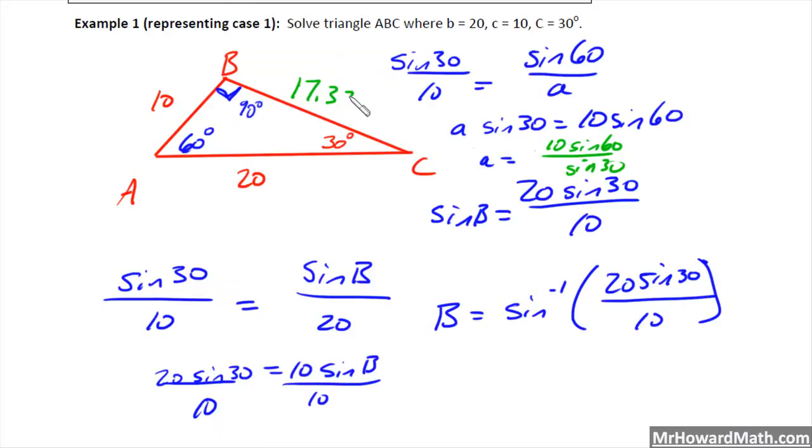So we have the triangle solved, and this was case one where this triangle happened to be a 90-degree triangle, where this side right here was just long enough to reach from this point to this point.